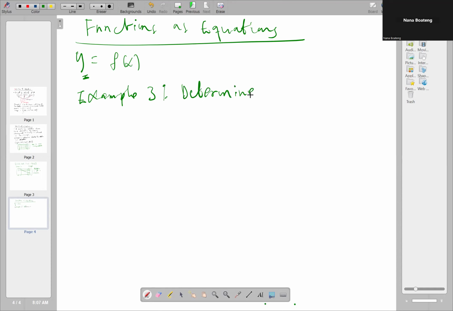Determine whether the equation defines y as a function of x.